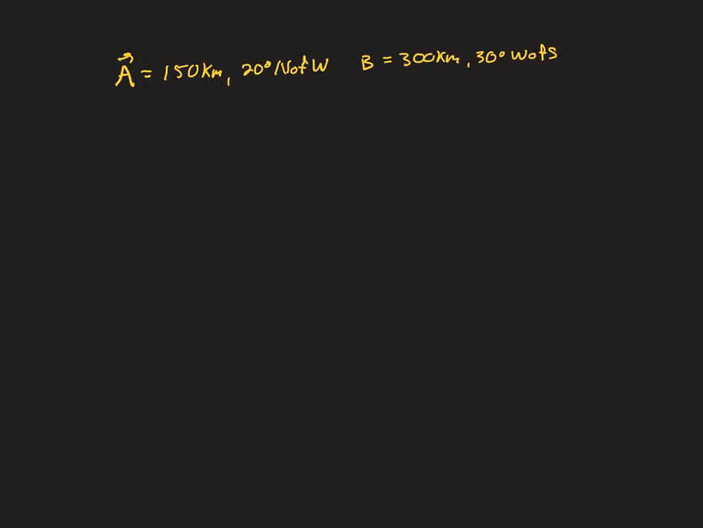Alright, in this example problem, we are going to add vector A and vector B together. Vector A is 150 kilometers, 20 degrees north of west, and B is 300 kilometers, 30 degrees west of south. The first thing I'm going to do is draw my coordinate system in. So we have north and south, east and west.